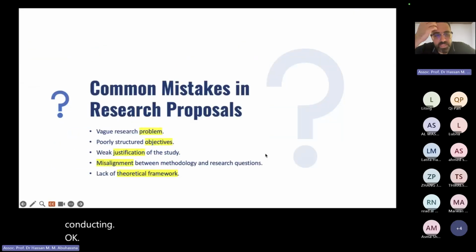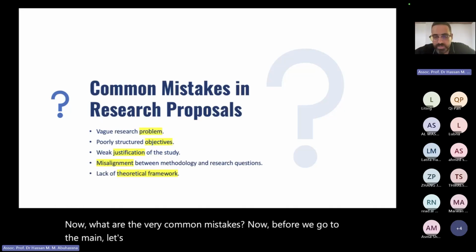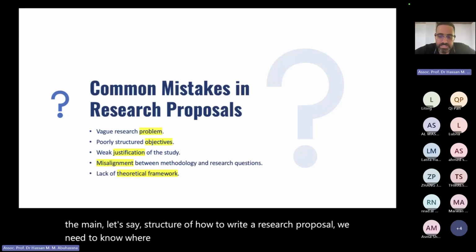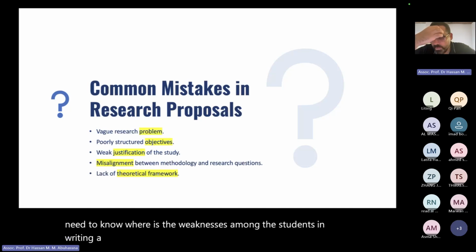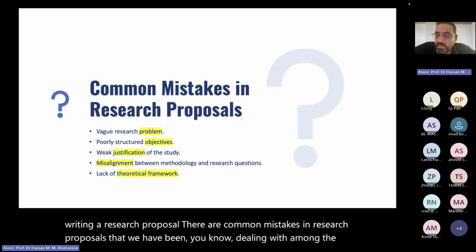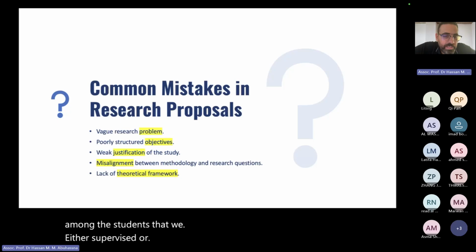Now, what are the very common mistakes? Before we go to the main structure of how to write a research proposal, we need to know where the weaknesses are among the students in writing a research proposal. There are common mistakes in research proposals that we have been dealing with among the students that we either supervised or examined. The very common mistake is the research problem.